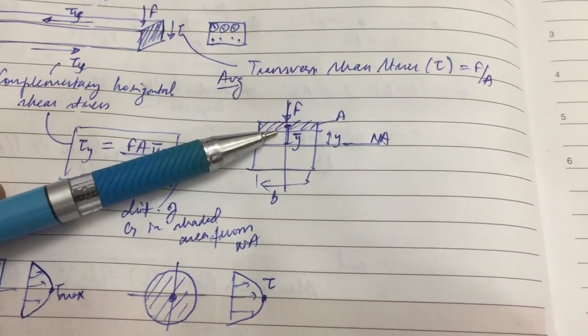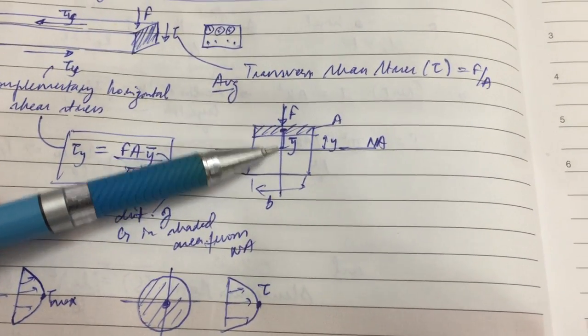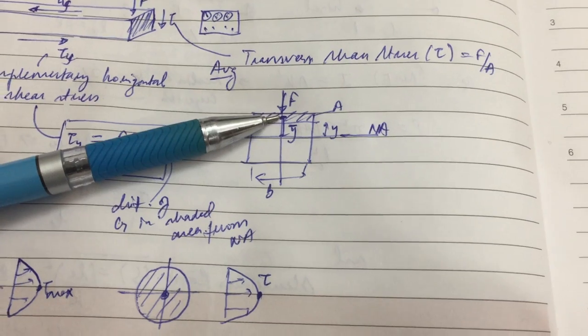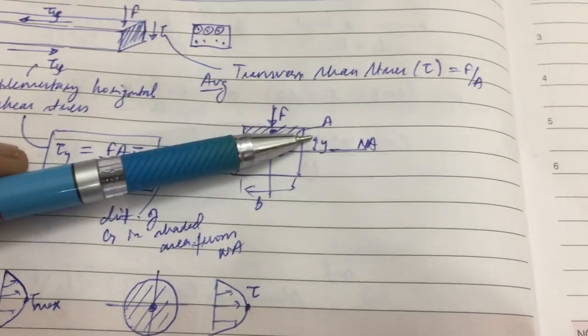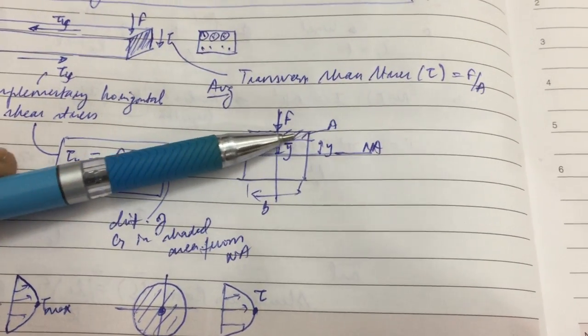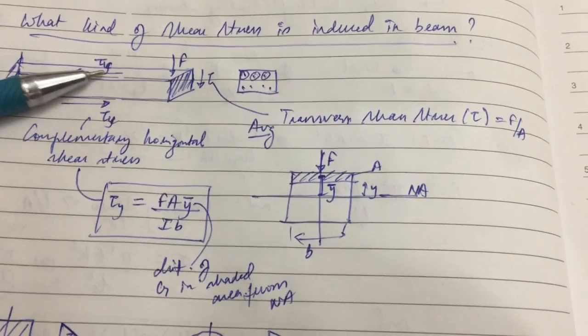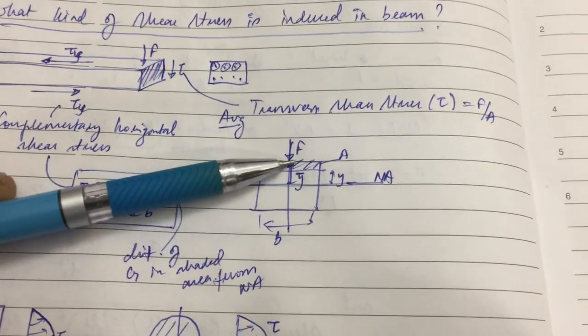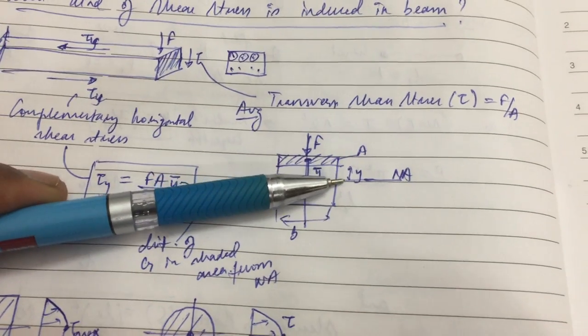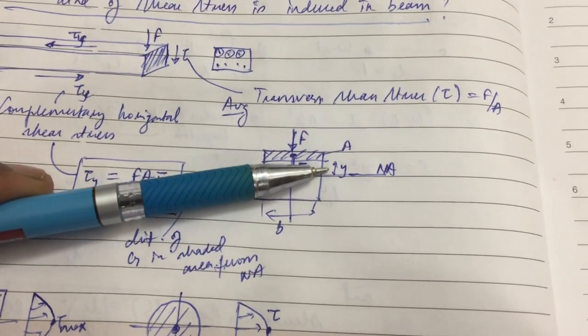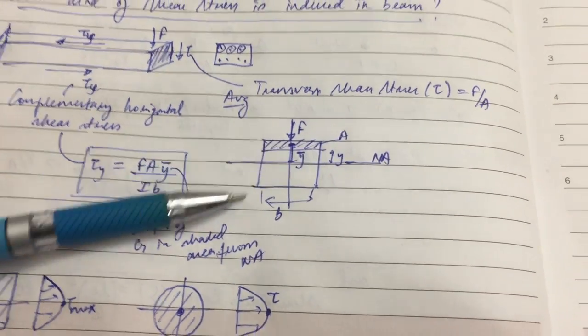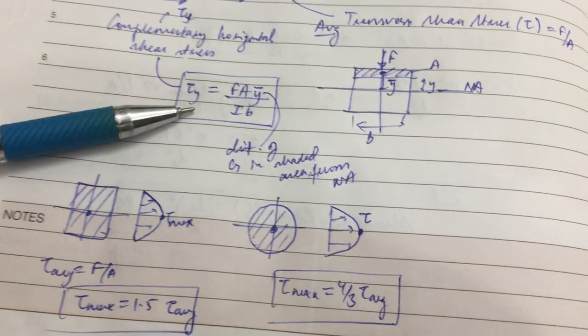Y mean is basically the distance between the neutral axis and the centroid of this shaded area, and this shaded area is the region at which the shear stress will be higher, it's maximum. So we are analyzing only this shaded area, and y is the distance between this neutral axis and the lower shaded part. So this is the formula.